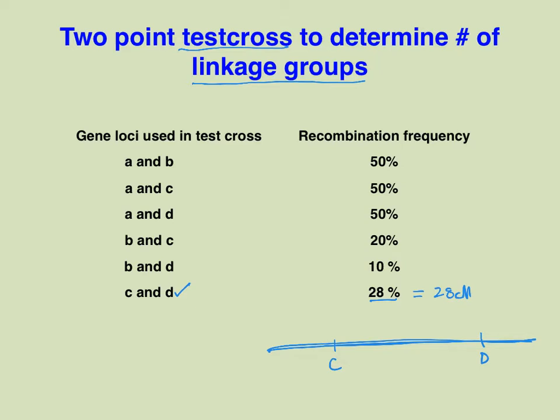Well, that makes me believe that rather than B being over here, B should in fact be between C and D. So we've got about 20 centimorgans here and about 10 centimorgans right here. Well, wait a minute. 20 and 10 aren't the same as 28. Well, first of all, it's pretty close, you guys. It's a pretty good estimation.